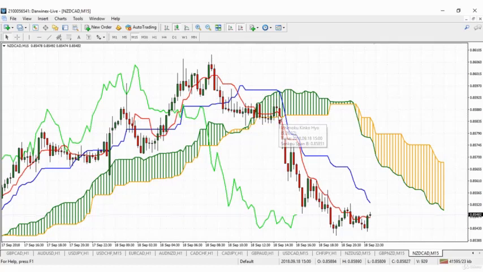You could have entered a bit later around here. We have the price below the cloud and below the blue line, the blue line going down, the red line below the blue line, the green line below the price. The only thing is the color of the cloud that is still green, but all the other conditions are respected. So this could have been a nice short trade below the Ichimoku cloud.